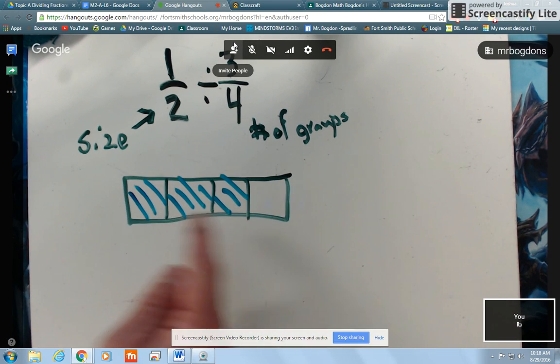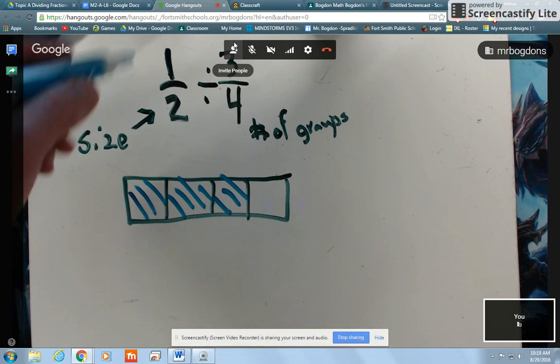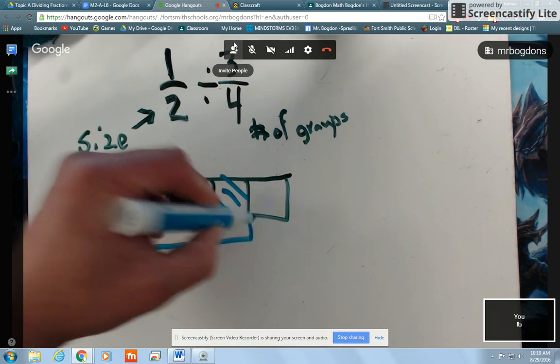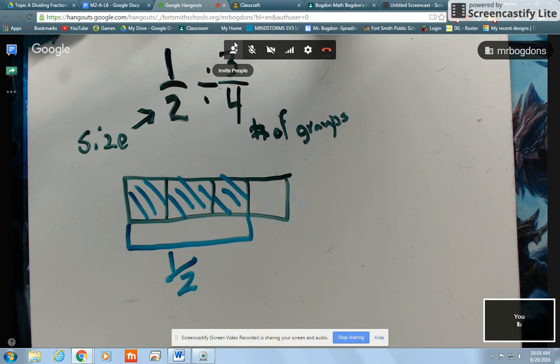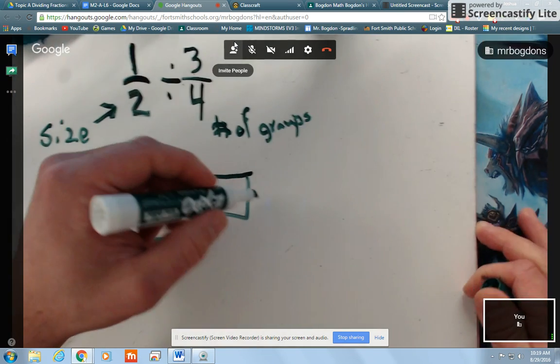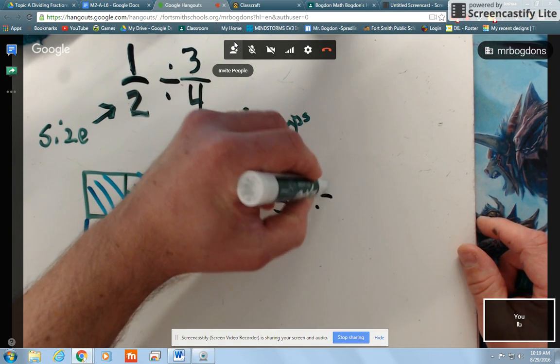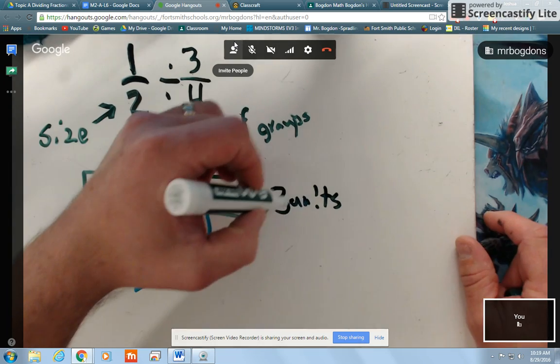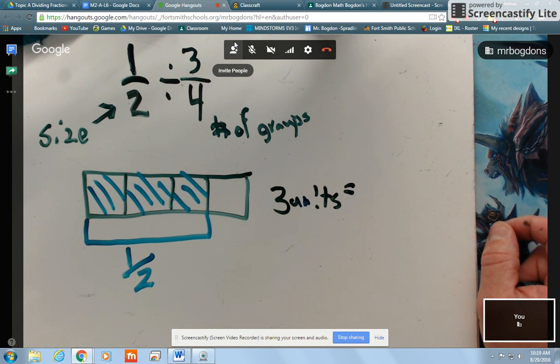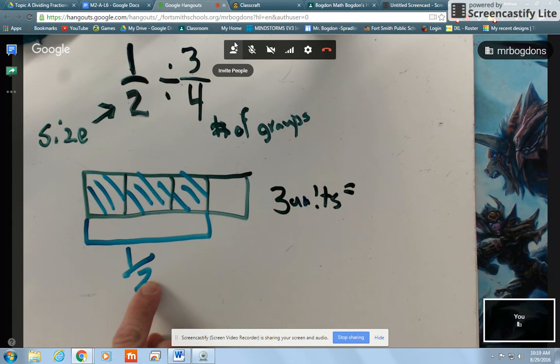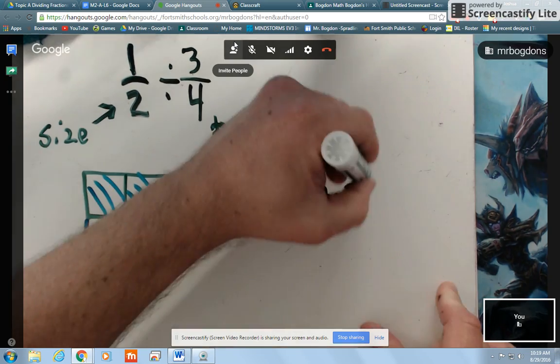So from here to here is my 3/4. Actually, from here to here is equal to 1/2. So I have 3 units, right? 3 units are there. And that whole 3 units is equal to what? One half. Just like what I modeled, right?